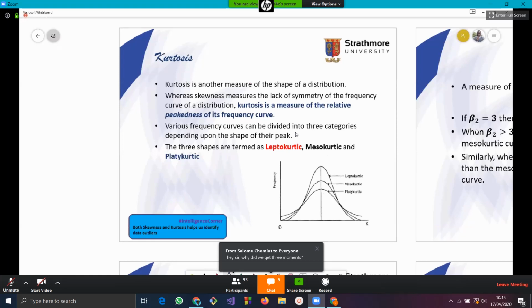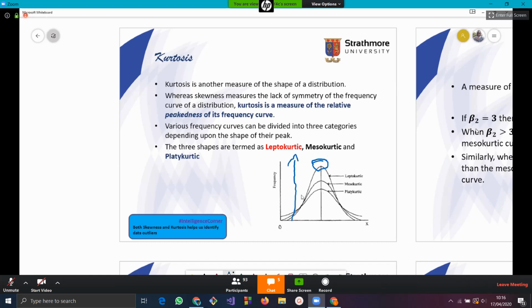Skewness measures the lack of symmetry, whether it's skewing to the left or to the right. But kurtosis measures the height, or the peakedness, the peak of the distribution. It tries to measure the peak of the distribution. How high is the distribution going, and so on and so forth. This is going to be so important for us.